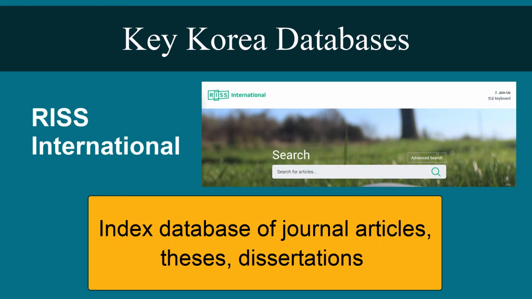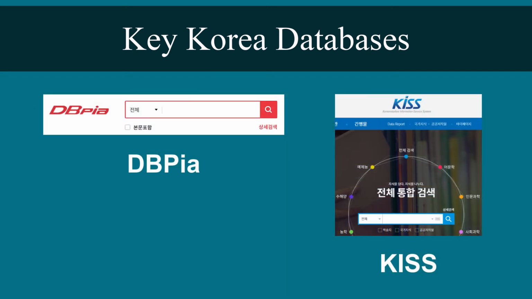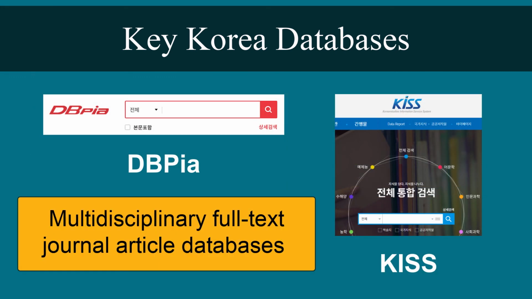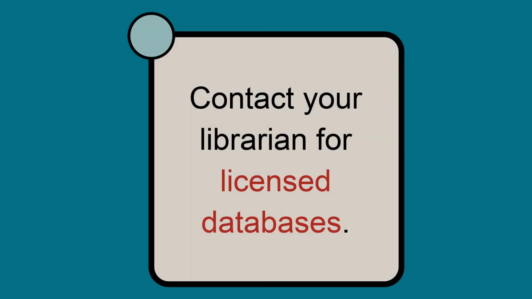RISS International is an index database of journal articles published by Korean scholarly associations and universities, including theses and dissertations. DBpia and KISS are multidisciplinary full-text databases of journal articles published by major Korean research institutions. These databases have some overlapping content. Graduate students are encouraged to contact your librarian for a complete list of specialized databases your library subscribes to and ask for recommendations on ones related to your topic.